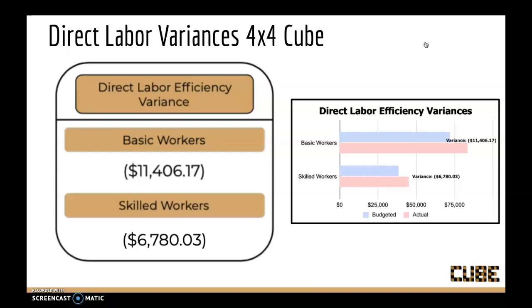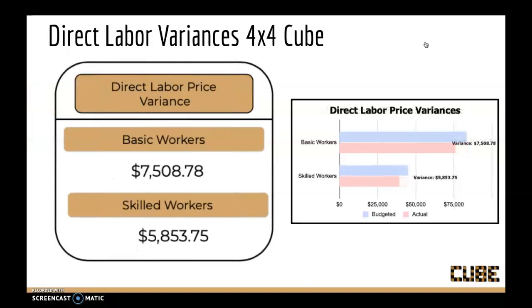For a 4x4 cube, our direct labor efficiency variance had an unfavorable variance for basic workers of $11,406.17 and an unfavorable variance of $6,780.03 for skilled workers. This creates an unfavorable variance for the 4x4 cube of $18,186.20.